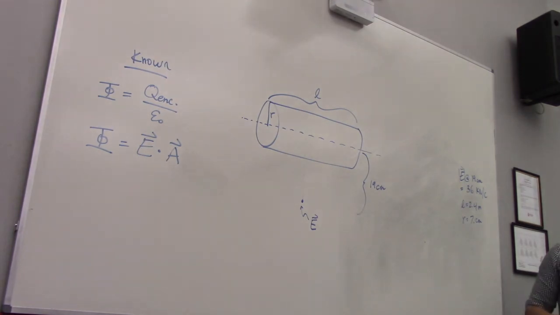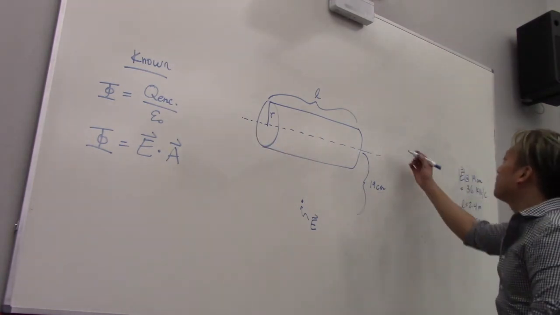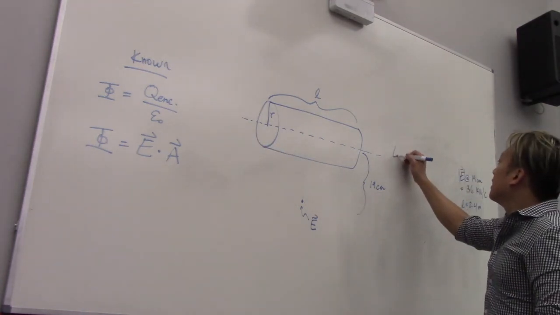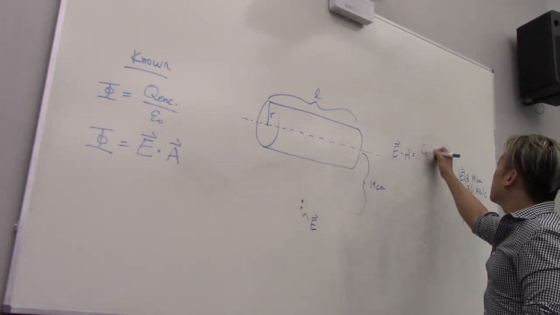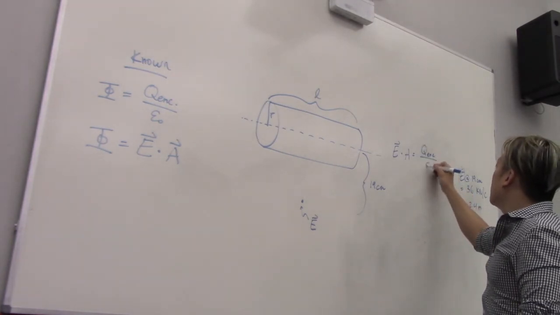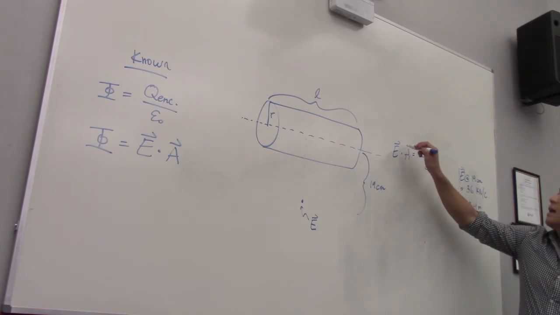Now that I know E, I don't know the flux. No, I do know flux. I don't know the area. Let's set these two equations equal to each other and see what we get. We get E dot A equals Q enclosed over epsilon naught. I just have to set those two fluxes equal to each other. Okay, we have E. What is A?